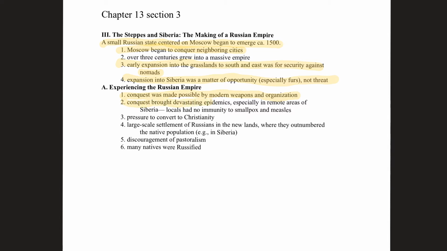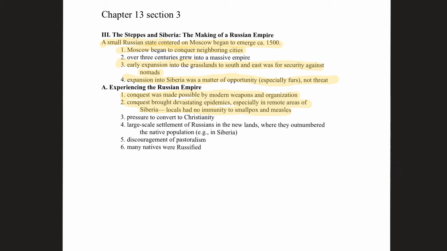Conquest, of course, is going to bring devastating epidemics, especially in the remote areas of Siberia. Because of its remote location and its weather the vast majority of the year, even though Siberia is a next-door neighbor to Russia, their people still don't have immunities to those Eurasian-based diseases. Also, they don't have the same type of farm animals that the Russians or the Europeans would. So just like with the indigenous population of the Americas, they're going to succumb to smallpox and measles.